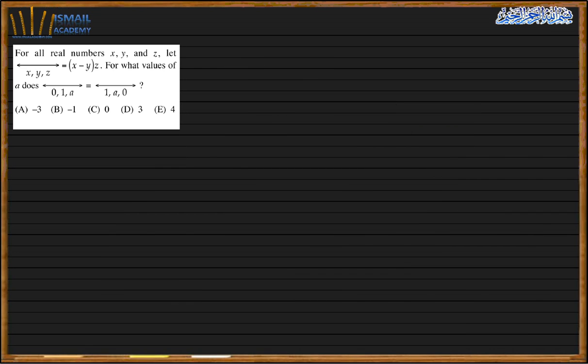Next, here we have a ternary operation on x, y, z. The arrow with both sides is the first minus the second times the third. You see how I read it. I read it based on the order that I have here: first, second, third. So x, y, z arrow is the first minus the second times the third.